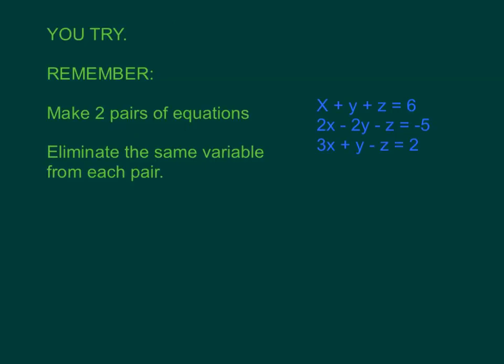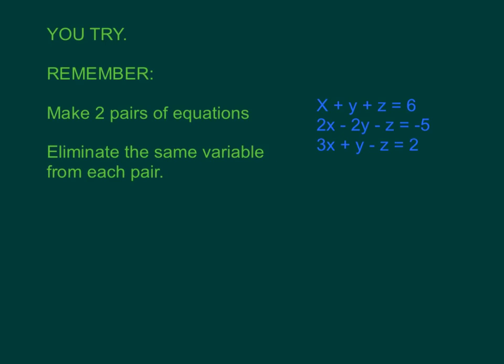You try one. Remember, make two pairs of equations, eliminate the same variable from each pair. Examine this set of equations and see which variable looks like it would be the easiest to eliminate first. I'm looking at it, and I already see one of the variables that looks like it would be easy to eliminate quickly. So pause the video, see what you can do, and then restart it, because I've worked this one out on the next screen, and you can check your work and see if you come up with the same thing I do. Go ahead and see how you do.